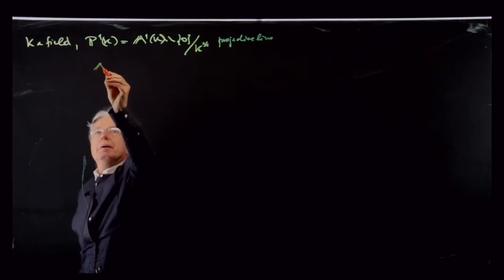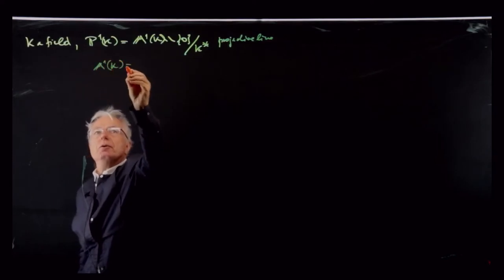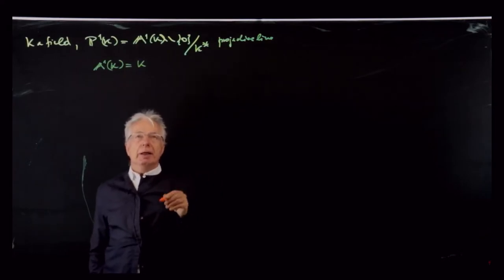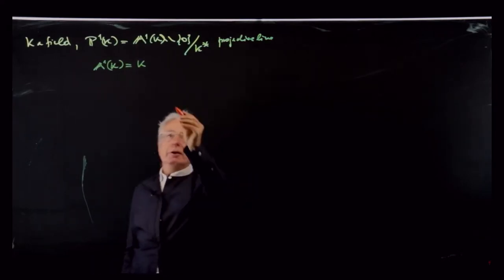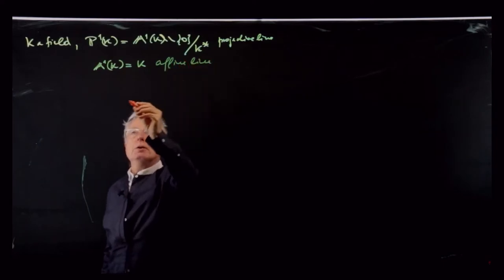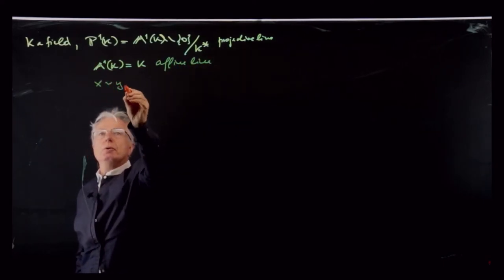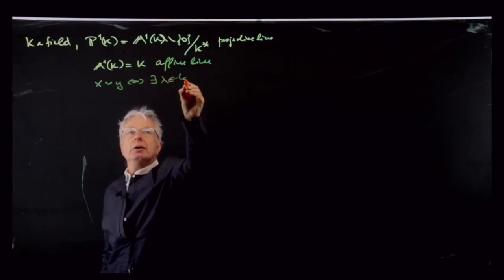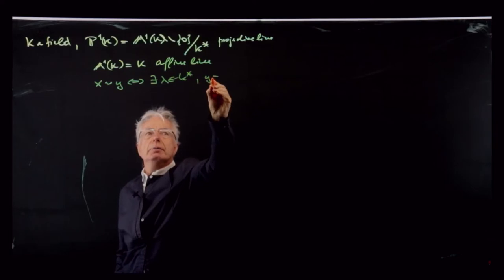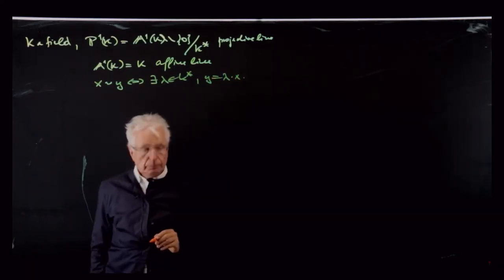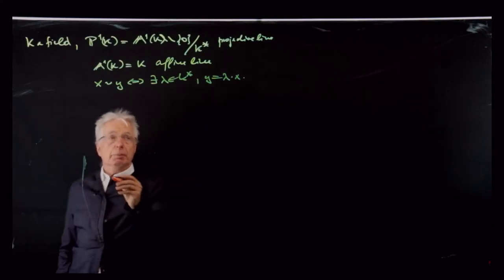Where A1K is just K itself. But we will write it like this because it corresponds to the affine line. And of course, two points x and y are equivalent if and only if there's a lambda in K star such that y equals lambda times x.